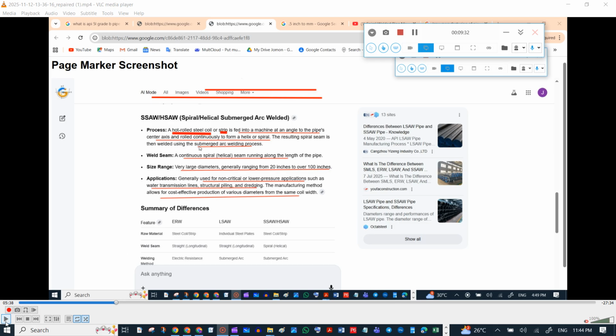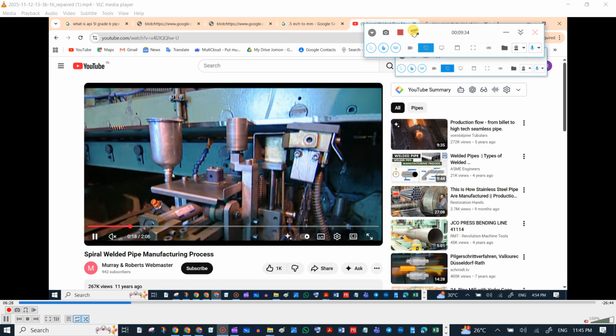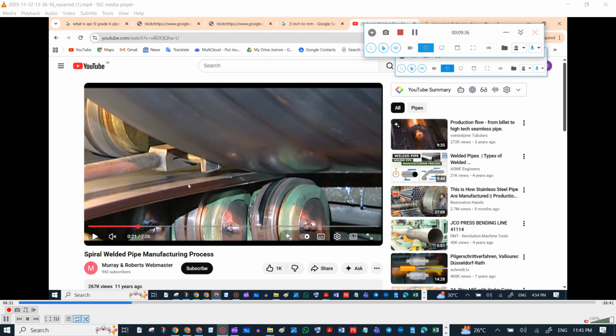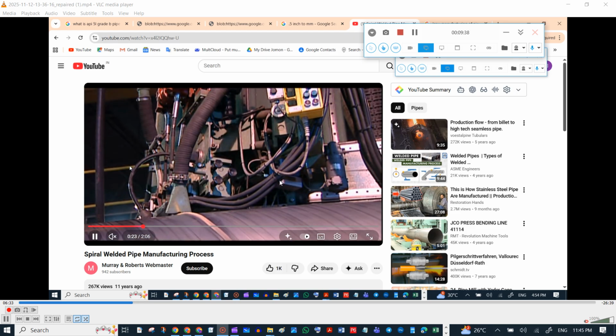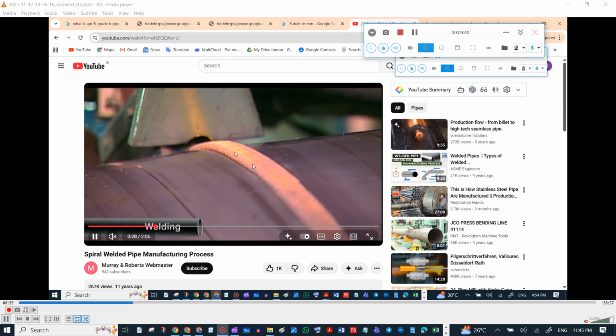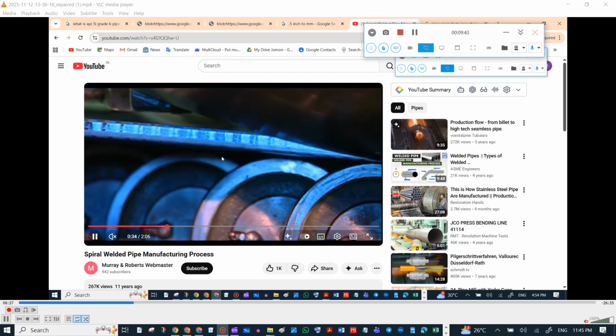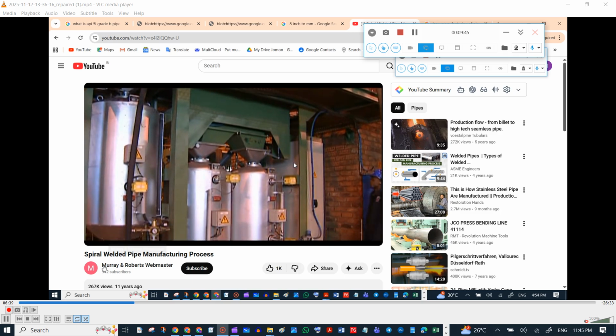Okay, this is the spiral manufacturing process. It is the welding, spiral fed, and it is welded.